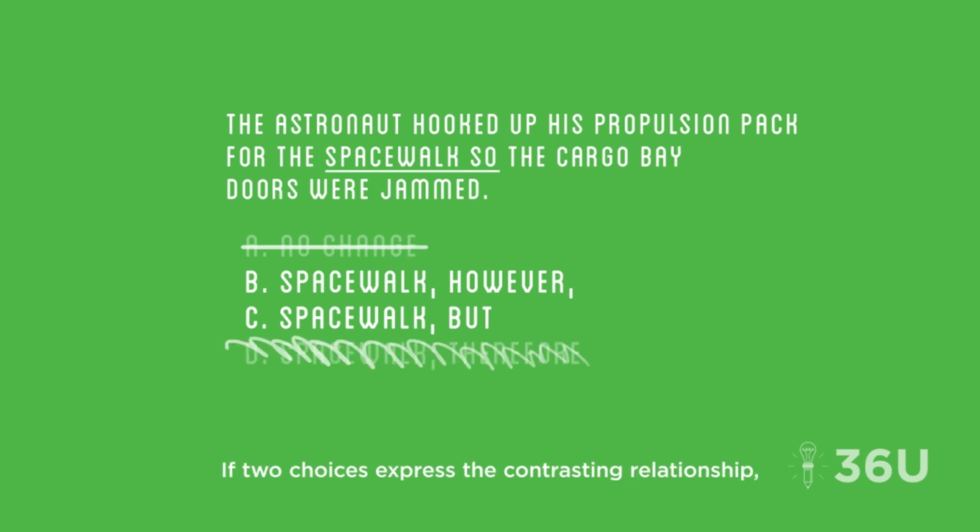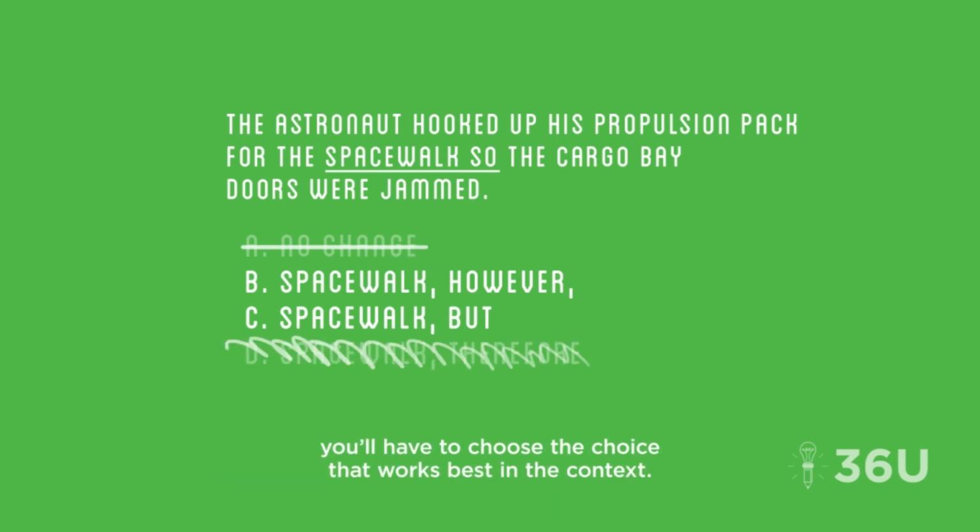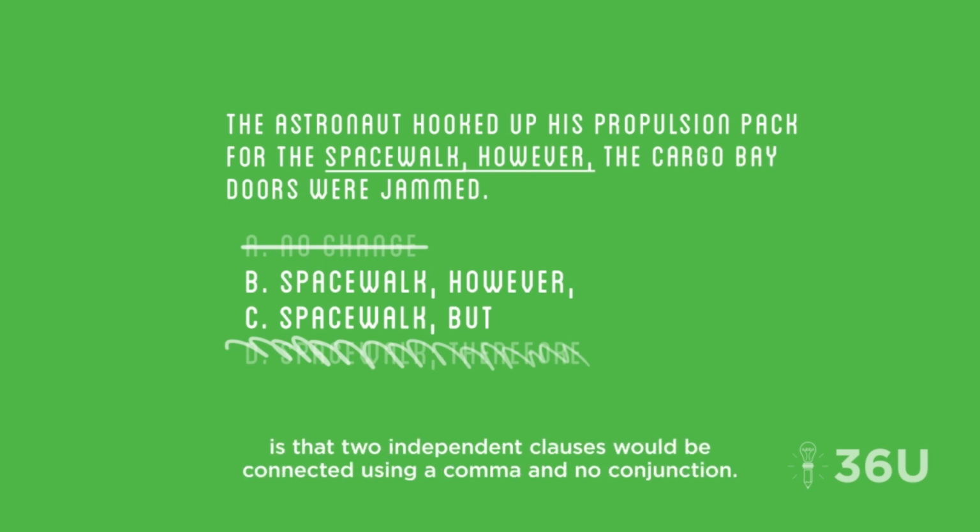If two choices express the contrasting relationship, you'll have to choose the choice that works best in the context. Here, two contrasting connection words are given as options: but and however. The problem with choosing however is that two independent clauses would be connected using a comma and no conjunction.